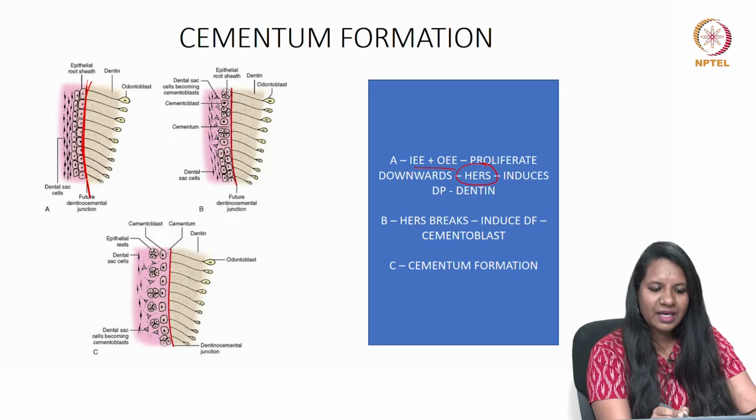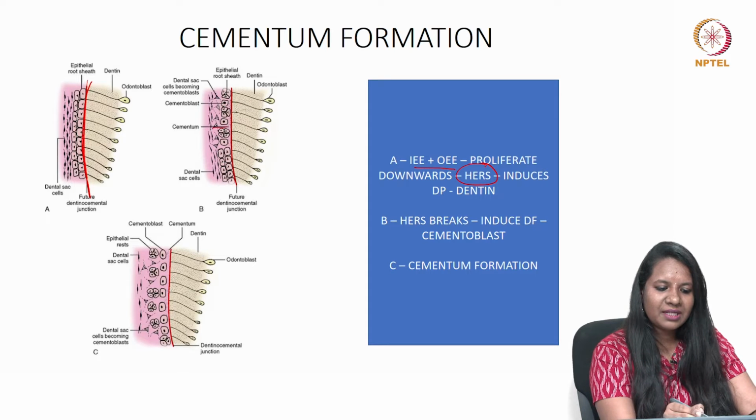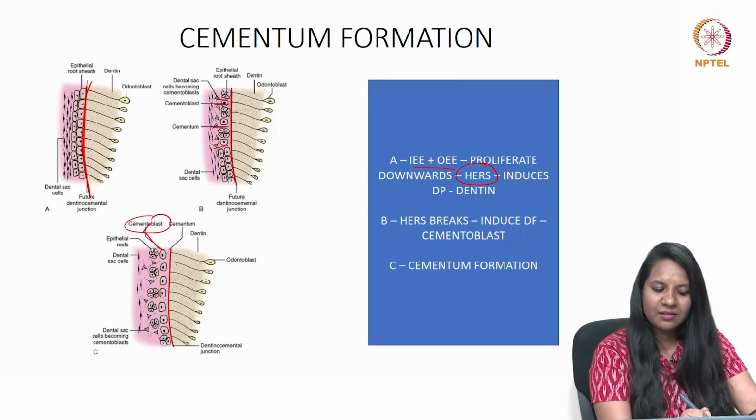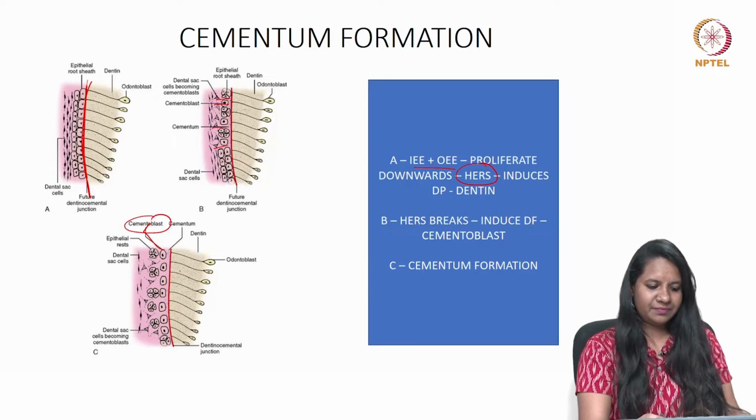And in the second picture, this Hertwig's epithelial sheath breaks. Then it will induce dental follicle cells to differentiate into cementoblasts. Then in the third picture, these cementoblasts will start forming cementum overlying the radicular dentin.